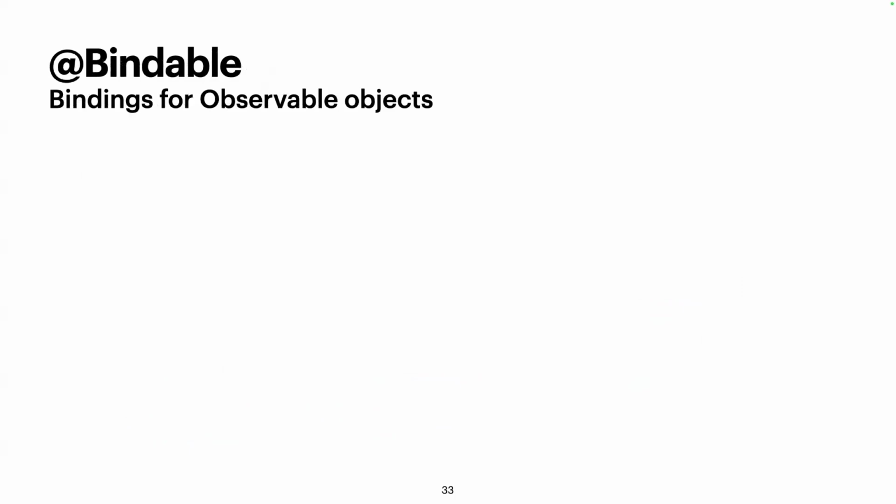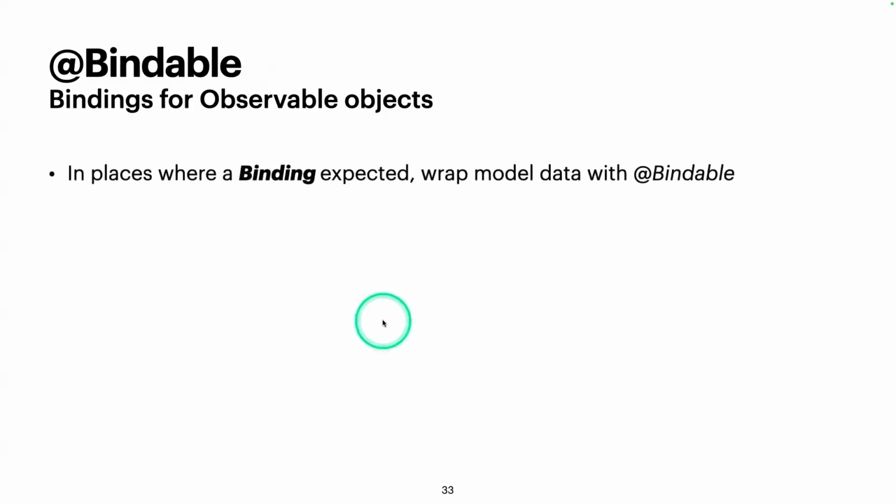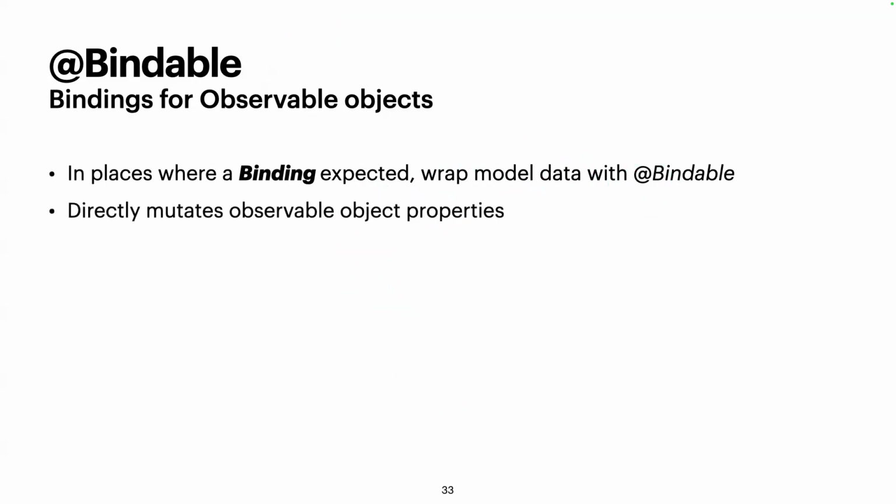So we talked about @Binding, right? Now there's something similar for observable objects. In places where an @Binding is expected, you could wrap the model data with @Bindable. I know this is a bit confusing, but I'll show an example later on. So you're able to mutate an observable object's properties as a binding itself, and it can exist outside a SwiftUI view for some circumstances.